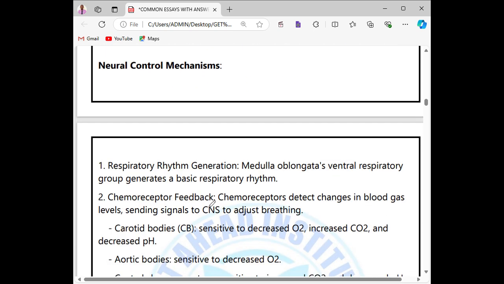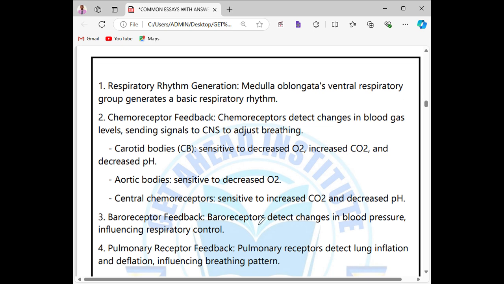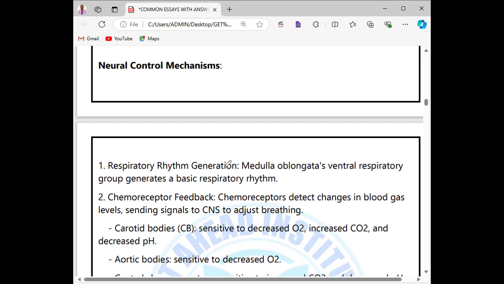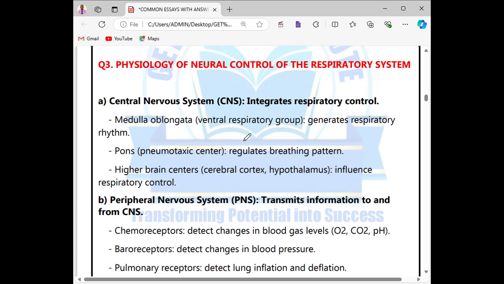All right, thank you. So this is just the neural control, summarized. I've just summarized it here: we have respiratory rhythm generation, and all this I've already summarized. So if you followed everything, that is what is here.